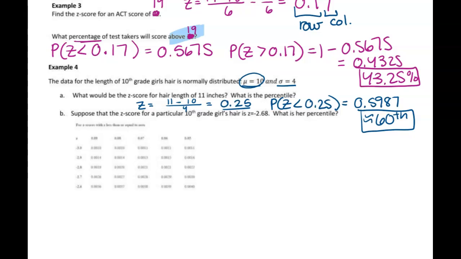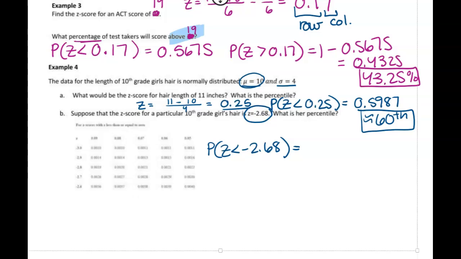Now let's suppose the z-score is negative 2.68. We want to know the percentile. So we're looking at the probability that z is less than that negative 2.68. So if you look at the z-score table that's in this folder where all of today's stuff is, one page is all the positive z-scores, and the other page is the negative z-scores. So keep that in mind.